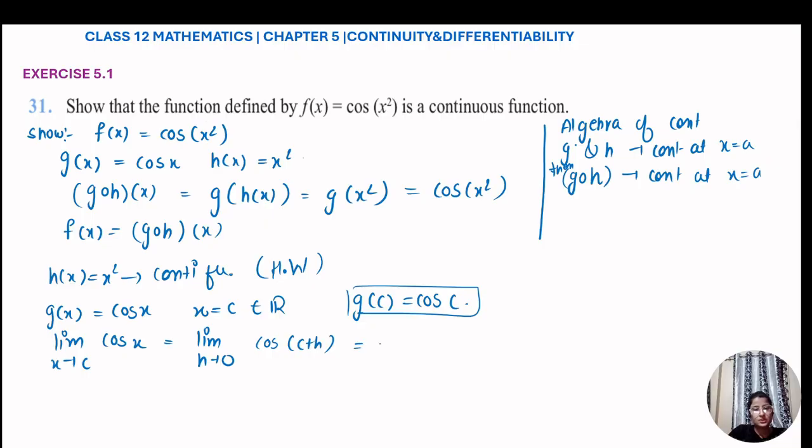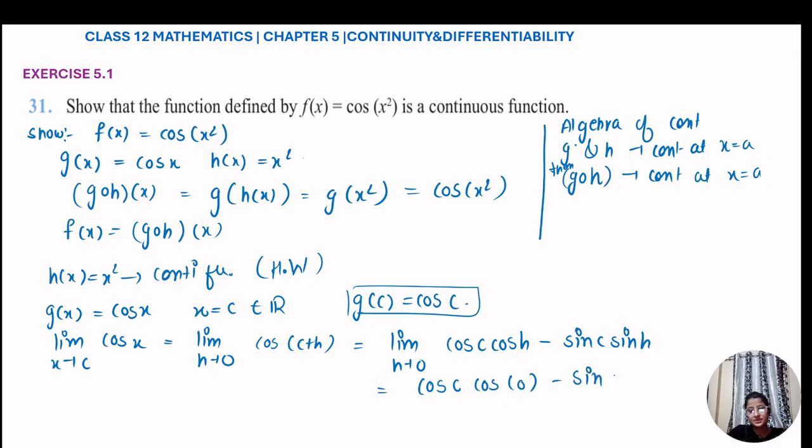Okay. So now use the formula of cos of c plus h. This will be cos c into cos h minus sin c sin h. Now it's very easy to apply the limit. So this will be cos c into cos 0 minus sin c into sin 0. We know that sin 0 is 0 and cos 0 is 1, so this limit will be cos c. As you can see, your function value is cos c and your limit value is also cos c. Your function value and limit value are both the same. So from here we get that cos x is a continuous function in the whole domain, in whole R.